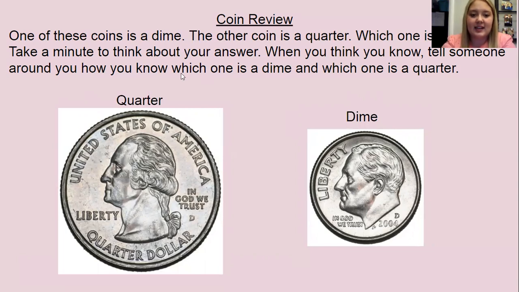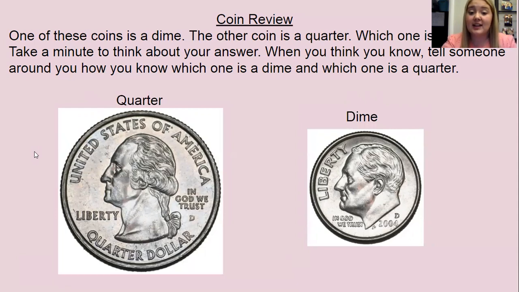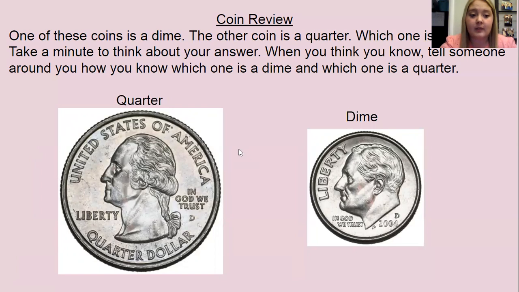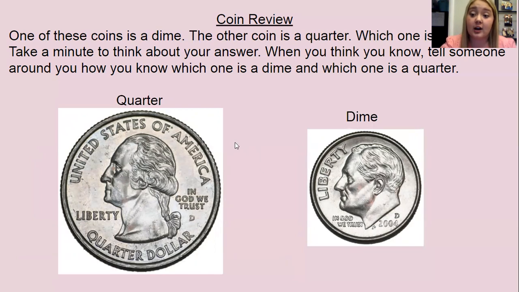Okay, let's see. This one right here, this coin, the bigger one, is the quarter. Did you get that right? If you did, kiss your brain. Great work. Now, when you told somebody how you knew this was a quarter, you might have said you knew it was a quarter because you see that it is big. And we know the quarter is the biggest coin we have learned about so far. You might have also said you knew it was a quarter because it was silver or because it has George Washington's face on it. So if you said any of those things, great job.